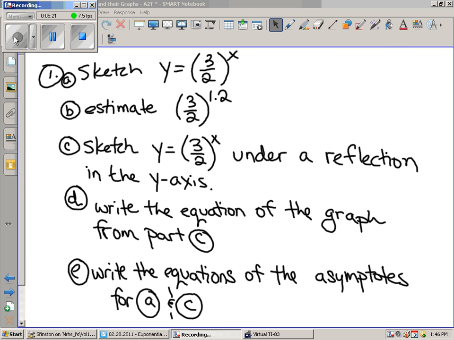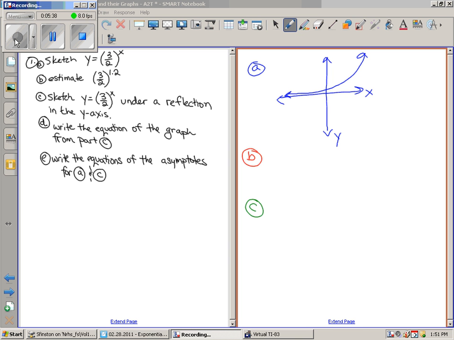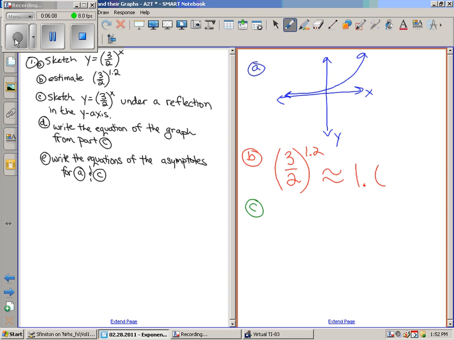So here's what we're going to attack next. I'm going to ask you to sketch a graph, estimate how much it's worth, sketch a reflection in the y-axis, write the equation of the graph after its reflection, and then figure out the asymptotes. So our first one, we're going to sketch. We just sketched a graph. That was easy, right? The second part, estimate. Use your calculator, or you could do as Julia said. Julia said, well, 3 divided by 2 is 1.5. And 1.5 raised to the 1.2 is like a little bit more than 1.5. And so how much does it come out to be? Yeah, Julius, you were dead on. That's very impressive. 1.2 is approximately, that's what those squiggly lines mean, like 1.6.